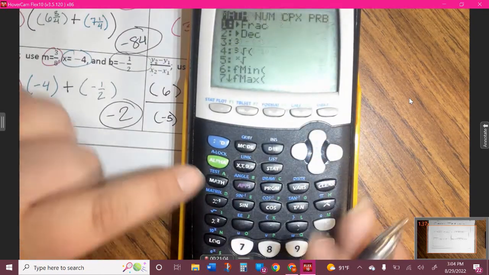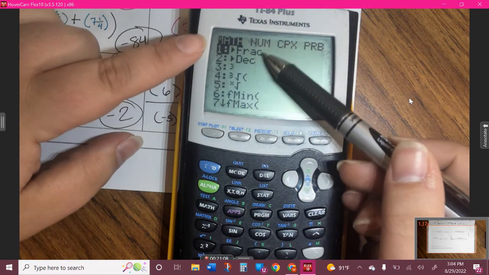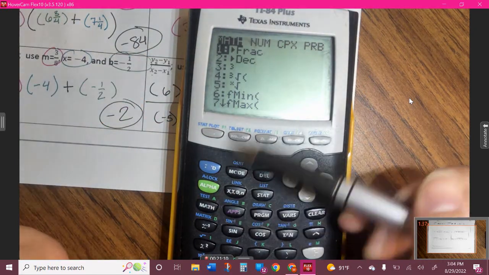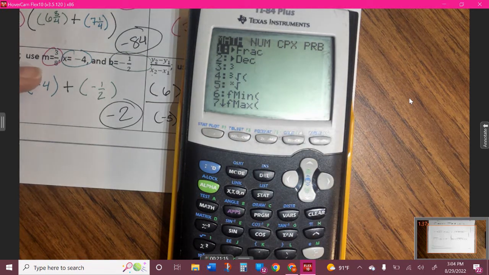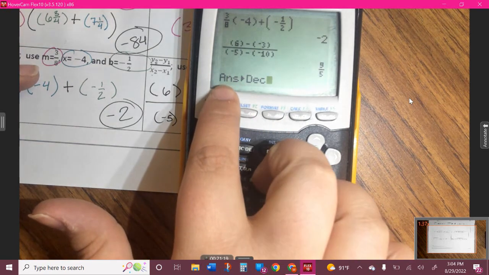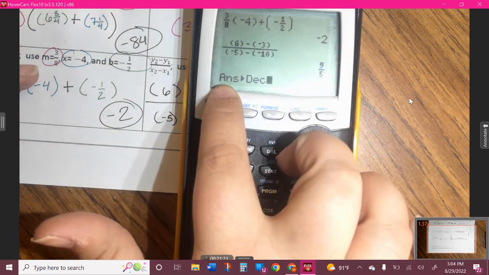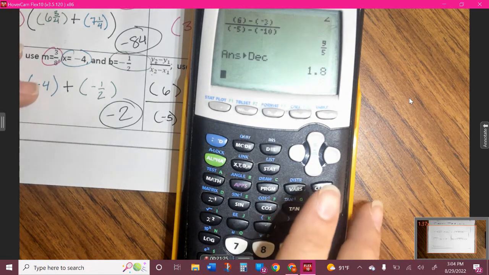If you didn't want your answer as a fraction, you wanted it as a decimal, you can hit the math button, and whatever your answer is, you can convert between fractions and decimals by clicking math, and then 1 if you want a fraction, 2 if you want a decimal. So I have a fraction. If I wanted a decimal, I would hit 2. This says make your answer from the last line, which is 9/5, to a decimal. If that's what you want, hit enter, and that's 1.8.